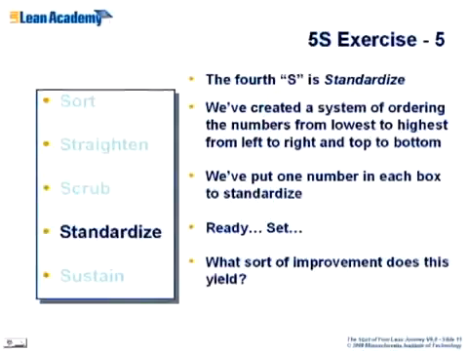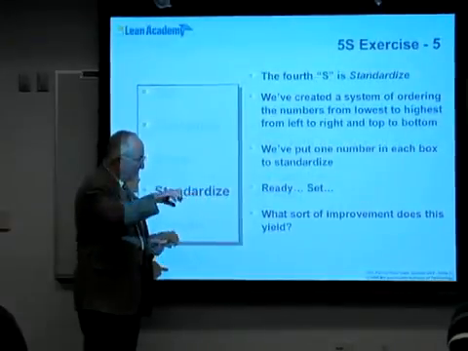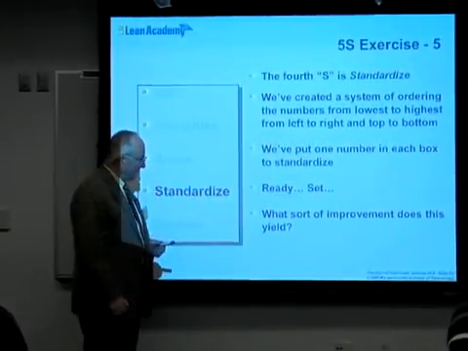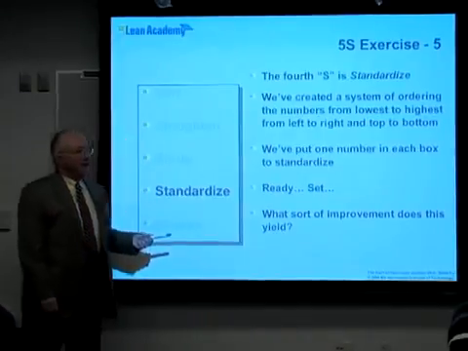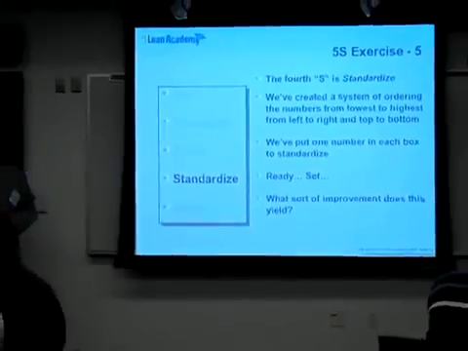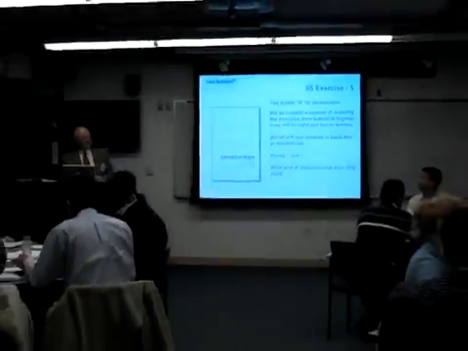Okay, the next one is what we call standardize. We've created a system of ordering the numbers from the lowest to the highest, from left to right and top to bottom. We've put one number in each box to make it easy to get our tools, and we know where our plans are. So we now know where the screwdriver is. We now know where the wrench is and that kind of stuff. Okay, stand by. Ready, set, go.